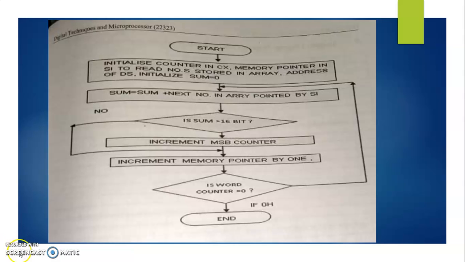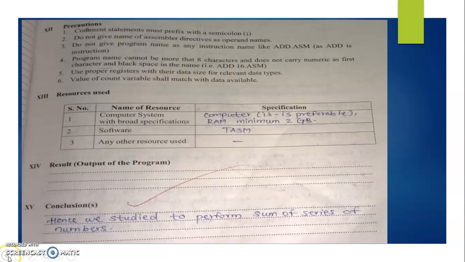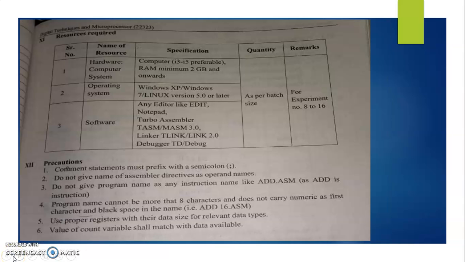So now we'll see the next thing. In the next thing, we have what resources are required. As we saw in the previous one, the resources required are TASM and MASM for program execution. We require an operating system and the hardware. So what are the precautions we have to take?